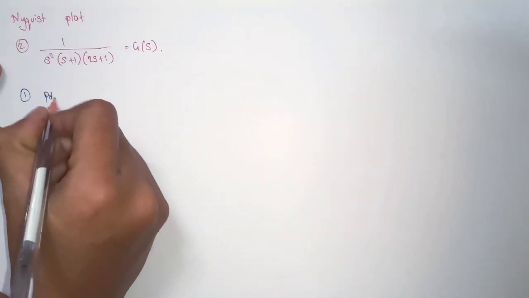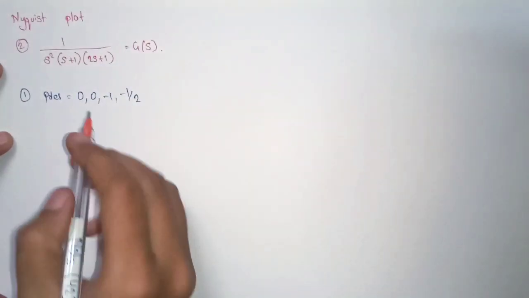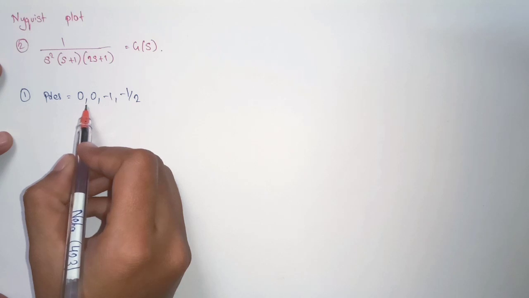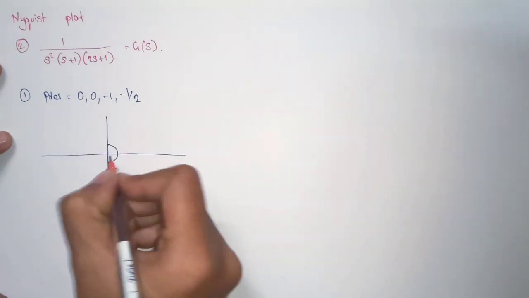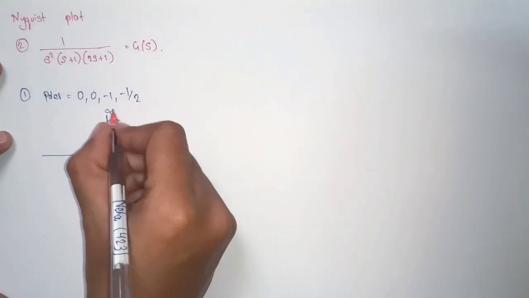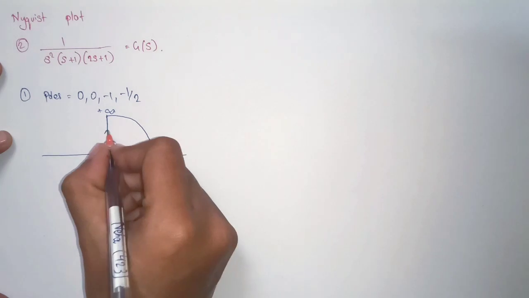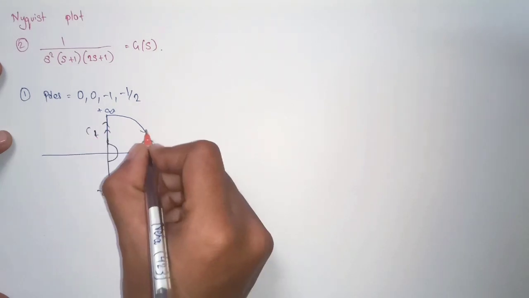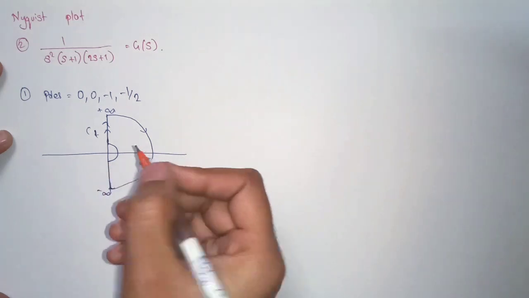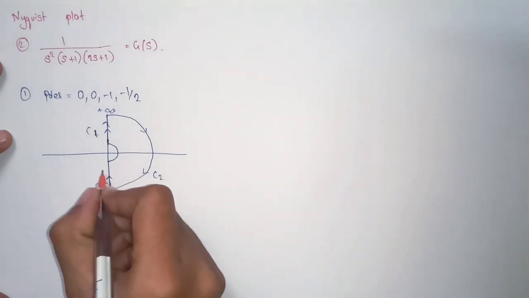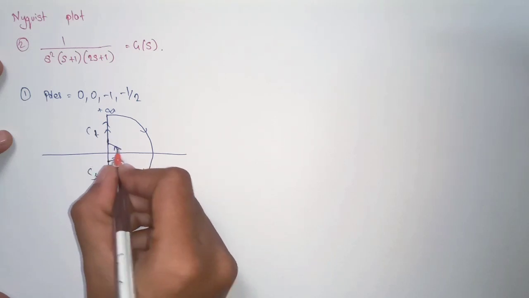So here the poles are 0, 0, minus 1, minus 1 by 2. Here the poles are lying on 0. That's why we have to draw the contour leaving the origin, and this will go to plus infinity, and from infinity it will return to minus infinity. This is C1 and this is C2. Again from minus infinity it will go towards the origin, but it will not touch the origin, and this is C3.